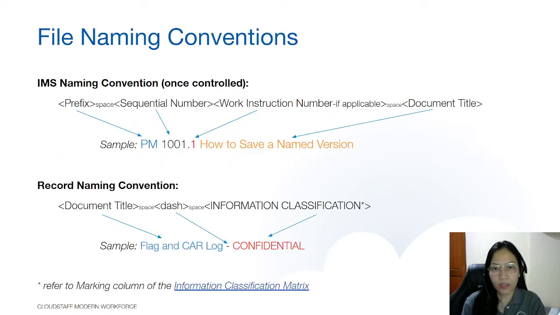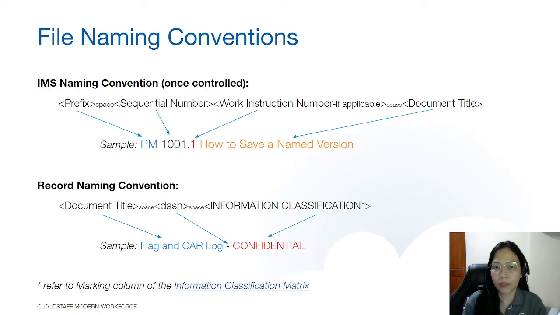Moving on, in this slide, you will see the file naming conventions that we have for Cloud Staff. The first one is the IMS or Integrated Management System naming convention. This is being followed for documentation that is already controlled, meaning it is already reviewed, approved, and registered. And we are using this format.